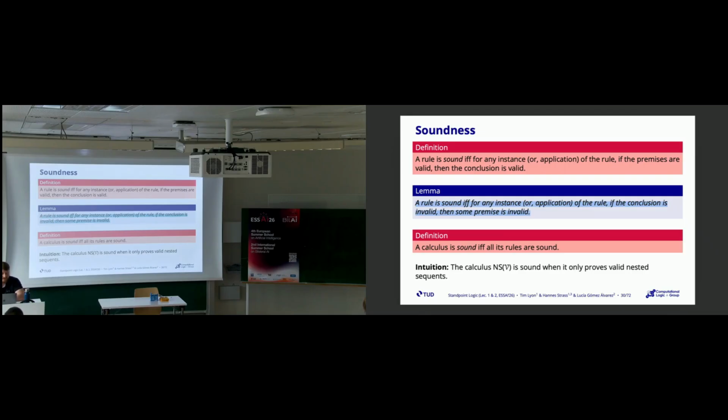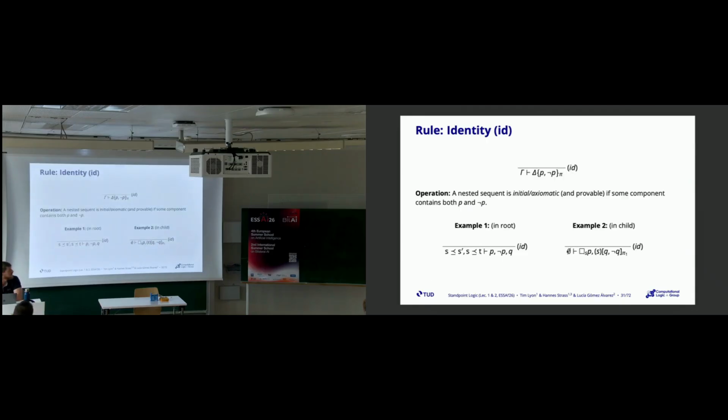Now we define a calculus to be sound if and only if all of its rules are sound. And essentially what that means is that all of the axioms of your system are valid and all of the inference rules preserve validity, so anything that is provable in your system is going to be valid. Okay? So let's go about and discuss this nested sequent calculus now.